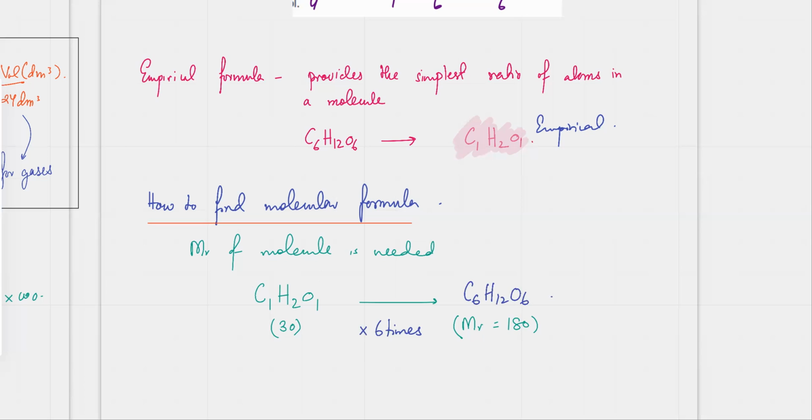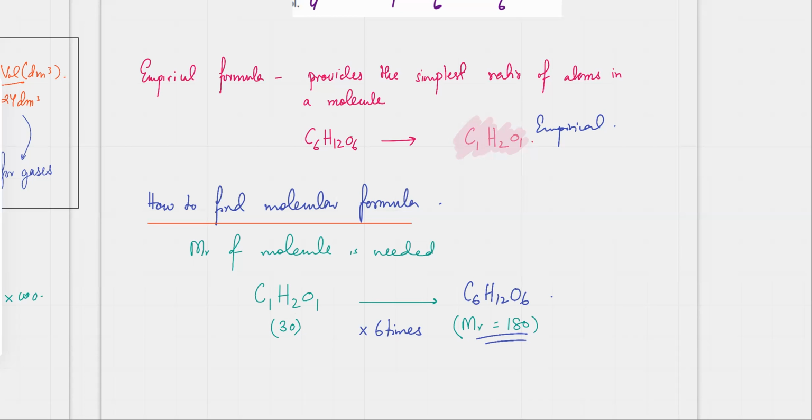So if you know the MR, then you can find the molecular formula by looking at the empirical formula. It gives you an idea: if the mass of atoms in the empirical formula is this, and the mass of atoms in the molecular formula is this, then the ratio will be the same. How many times greater would the atoms be? Are you getting this?